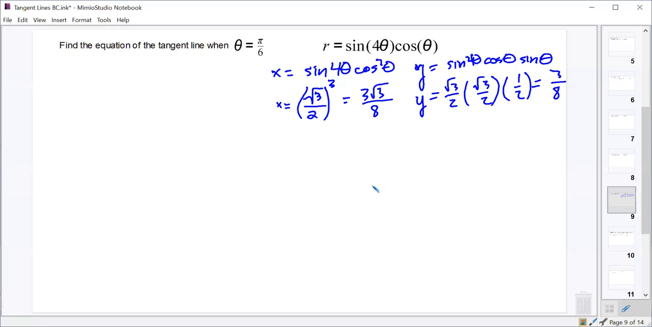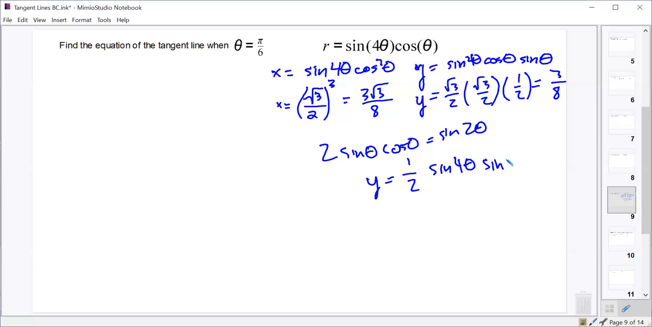Yeah, exactly, Ryan. We're going to use a double angle identity. So we know that 2 sine theta cosine theta is sine 2 theta, right? Well, we just have sine theta cosine theta, so divide them both by 2, that'd be 1/2 sine 2 theta. So we'll say that y is also equal to 1/2 sine 4 theta sine 2 theta. It's still going to require us to use a little bit of the chain rule within the product rule, but at least it's not the product rule within the product rule, which gets a little bit messy. So I think that might be a little bit easier.